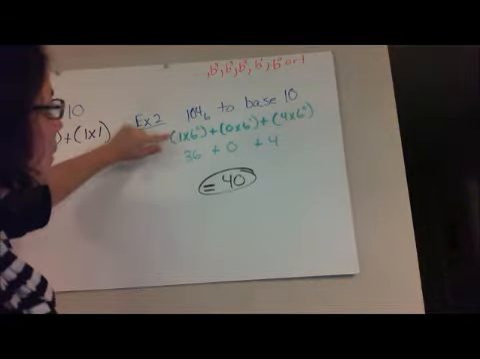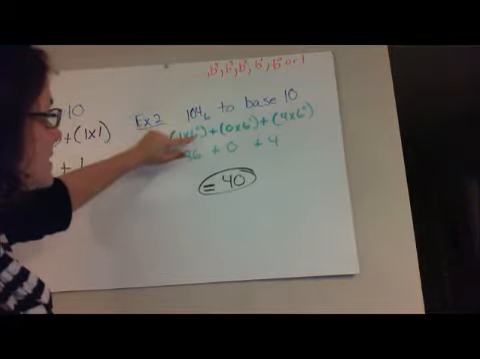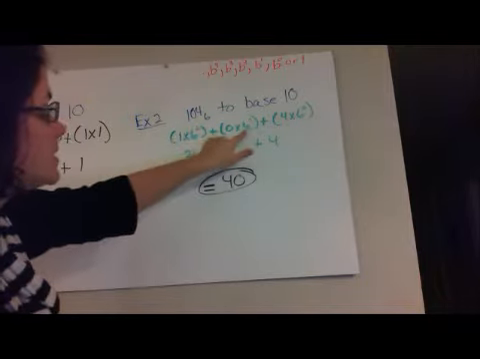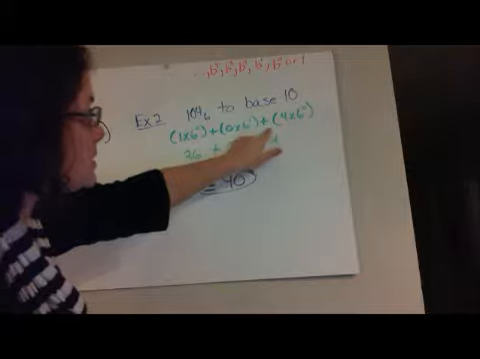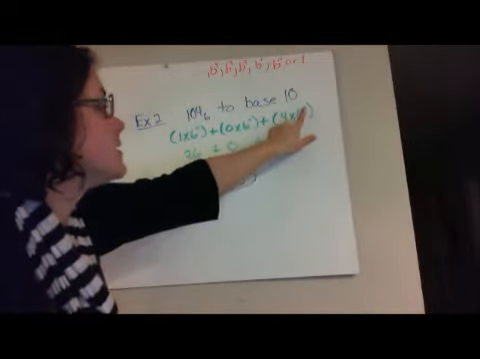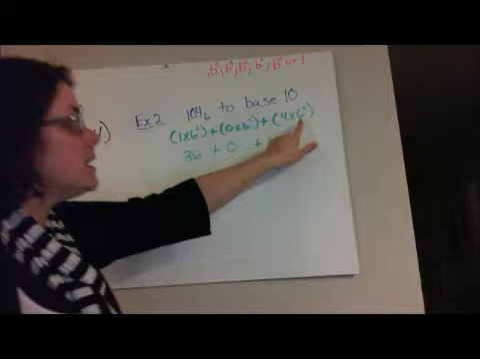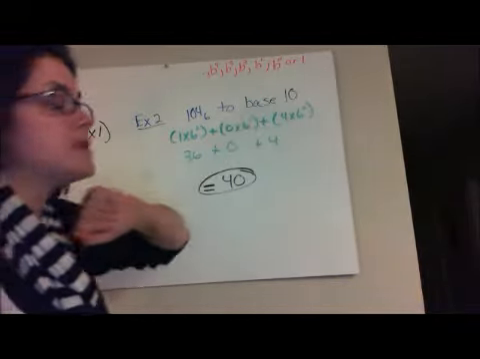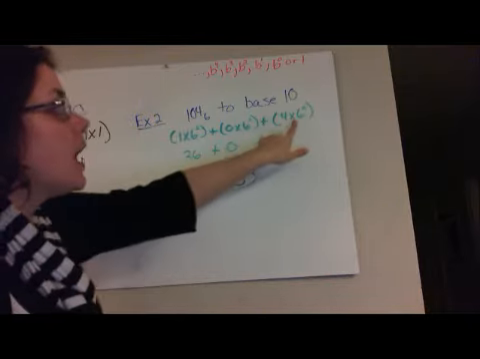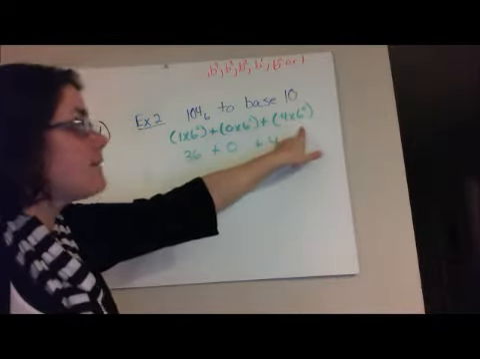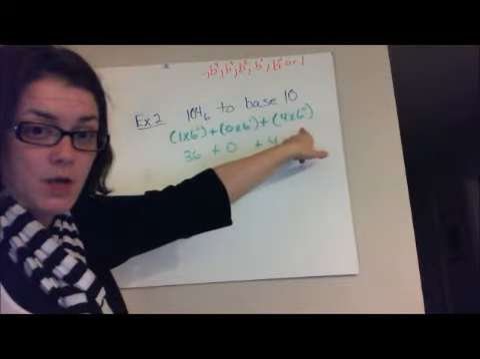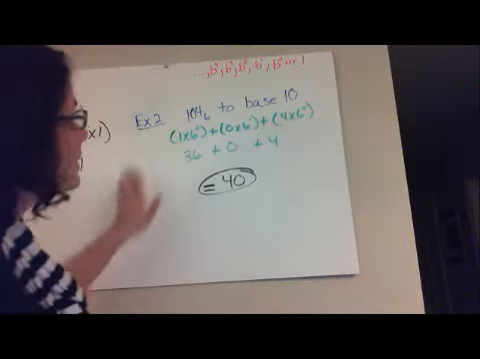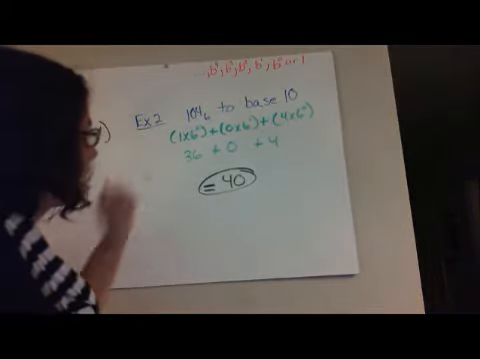So we're going to go 1 times 6 squared plus 0 times 6 to the first power plus 4 times 6 to the 0 power. Any number to the 0 power always equals 1. Just want to stress that, always equals 1. I do this for me. I find it easier, it kind of keeps me on track, but you are welcome to do it any way you need. And then once everything is plugged in, you just add them up.